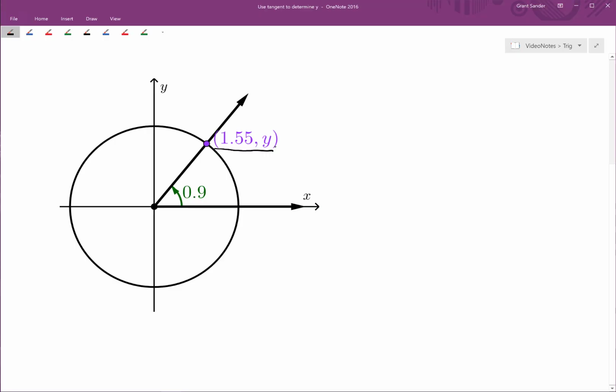That's the location of the terminal point. And so y represents the vertical component of that terminal point. And we know the x-coordinate of it. And so we want to know the value of y. That's what we want to determine here.